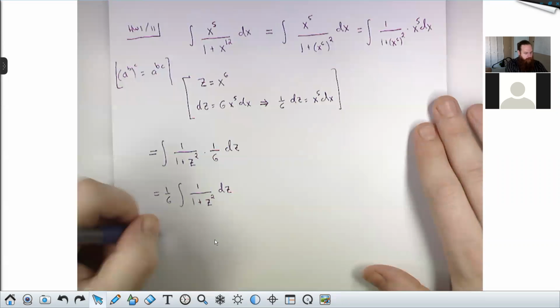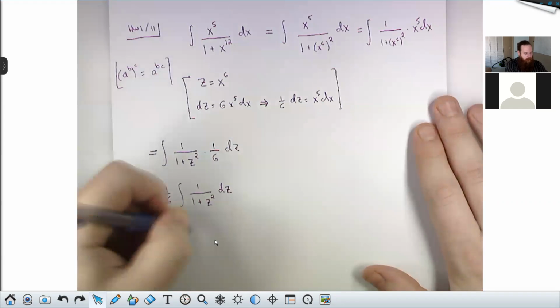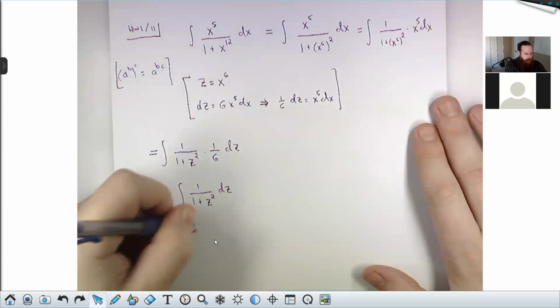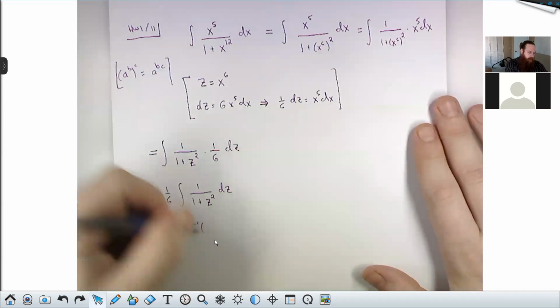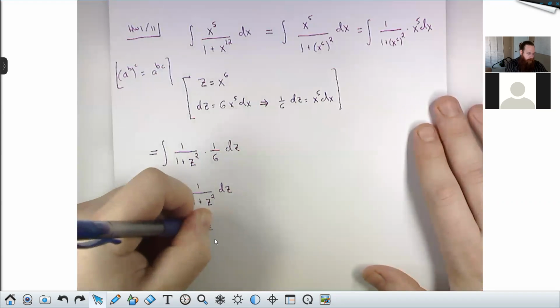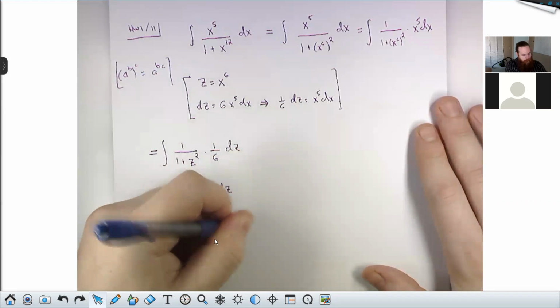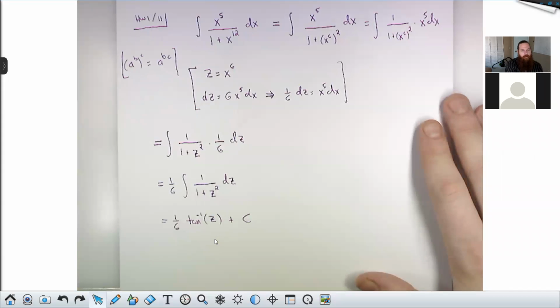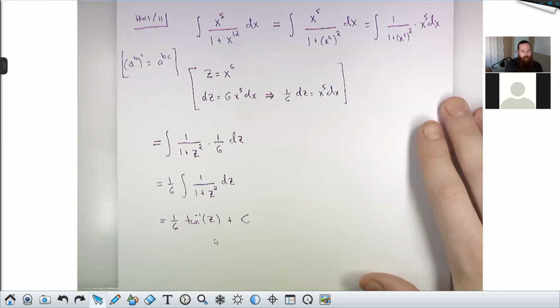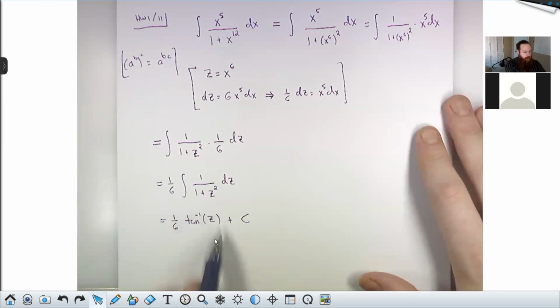So this is 1/6 times the inverse tangent. You can write that using the inverse notation like I am here, or you can write out arctan. Inverse tangent of z plus c. And then because it's an indefinite integral, there aren't any bounds. We don't have to evaluate this between two numbers. Instead, we just tack on that plus c.